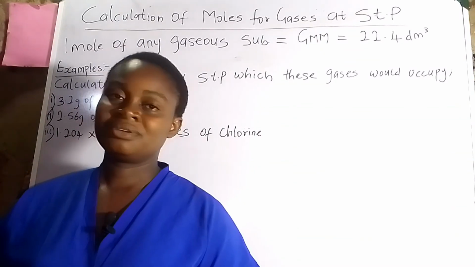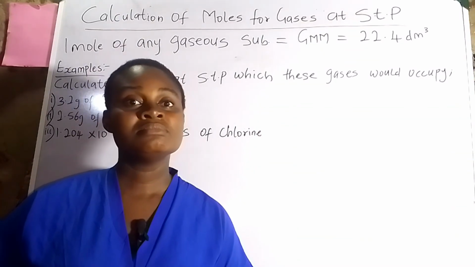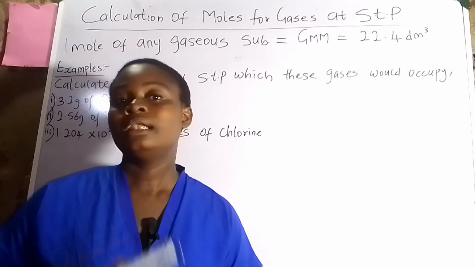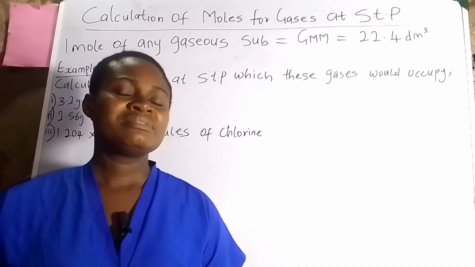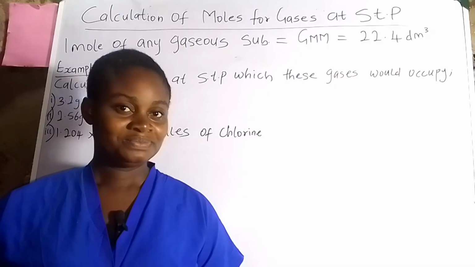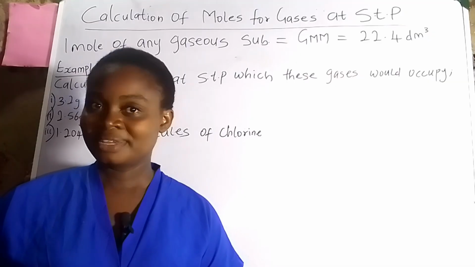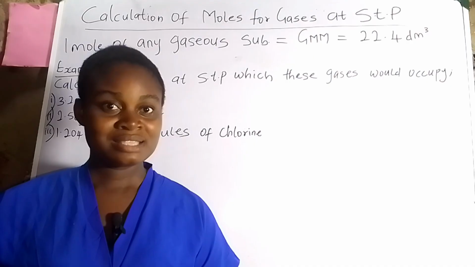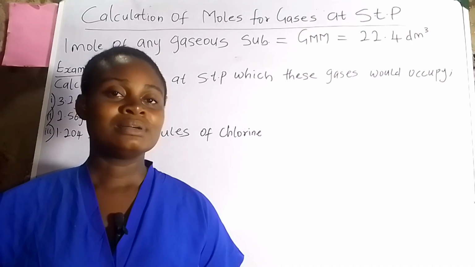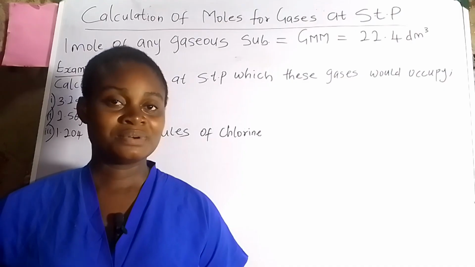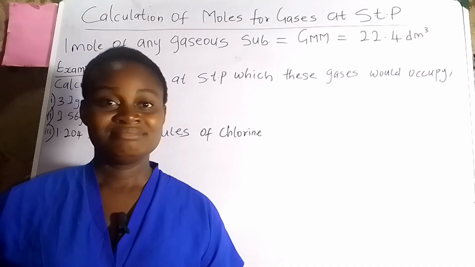Welcome to today's tutorial. Today we want to talk about moles, calculation of moles for gases at STP. Now let me ask you, what is the gram molecular mass of water? 18, right? Beautiful. What is the gram molecular mass of chlorine gas? 71, right? Beautiful.